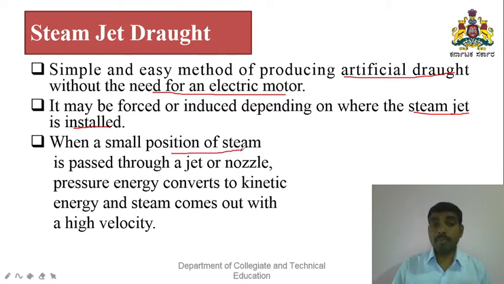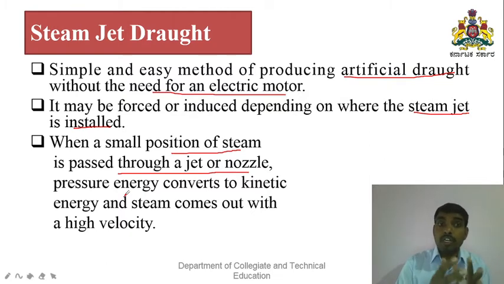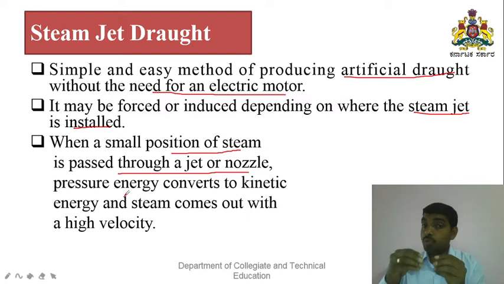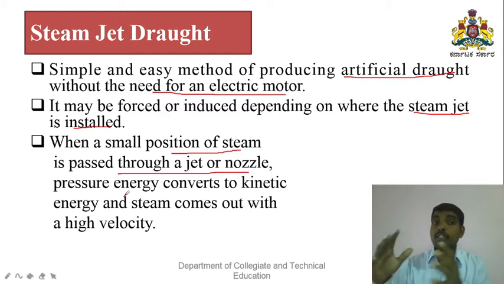When a small portion of steam is passed through a jet or nozzle, the pressure energy converts to kinetic energy and the steam comes out with a high velocity. This is the basic procedure. The high pressure steam from the boiler is drawn and passes through the nozzle, where the pressure energy is converted into kinetic energy. This kinetic energy of the steam mixes with the flue gas flowing out through the chimney. In the path we have provided the steam jet. This is the concept developed for steam jet draughts.